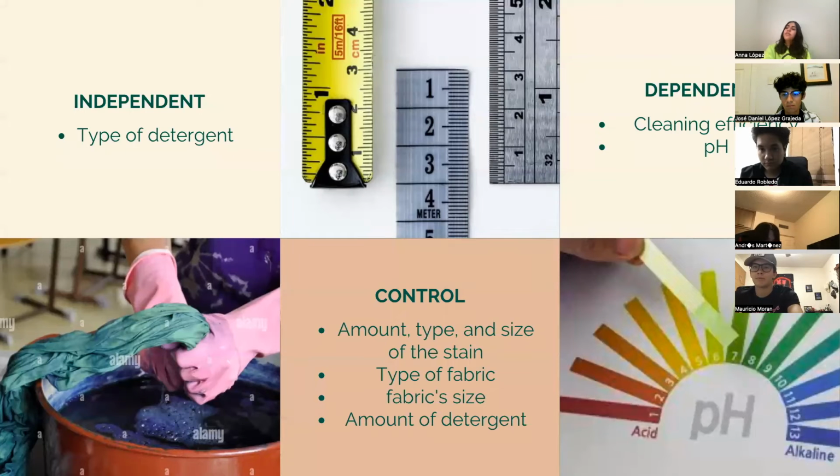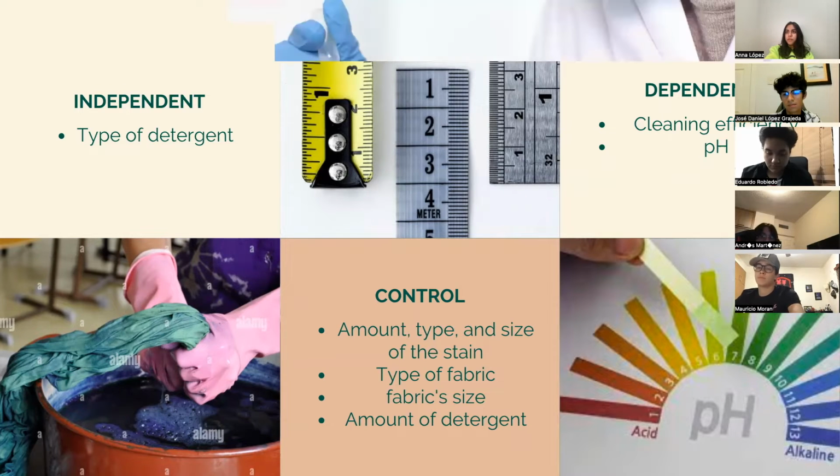In our first experiment, the independent variable was the type of detergent, the dependent variables were the cleaning efficiency and the pH, and our controls were the amount, type, and size of the stain, the type of fabric we were using, the size of the fabric, and the amount of detergent we poured on the fabric.